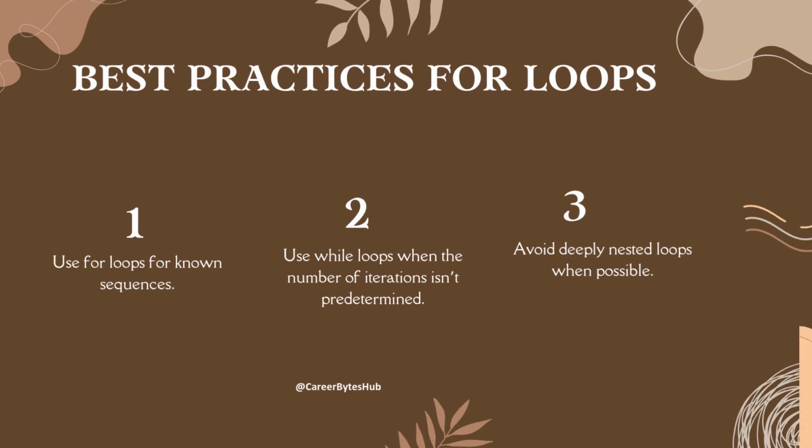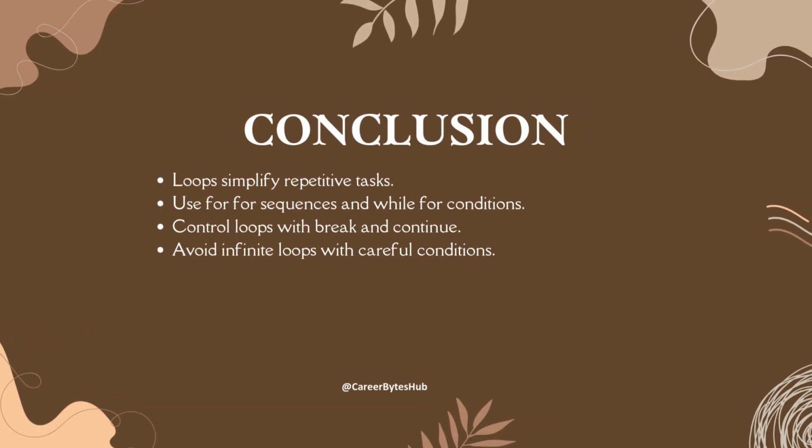In summary, loops are essential for automating repetitive tasks. Use for loops to handle sequences, while loops for condition-based iterations, and control their flow with break and continue. Be cautious with your conditions to avoid infinite loops.